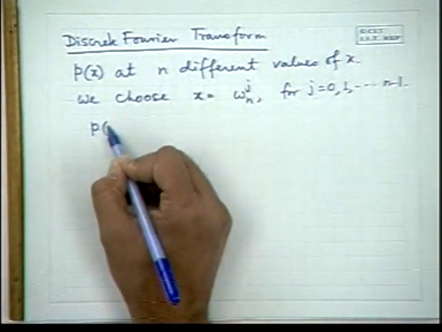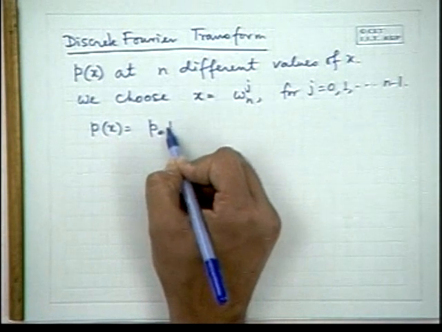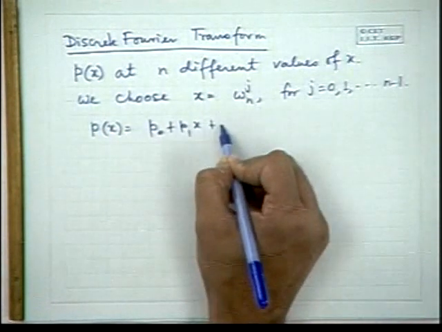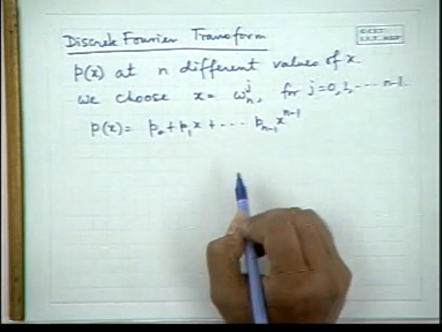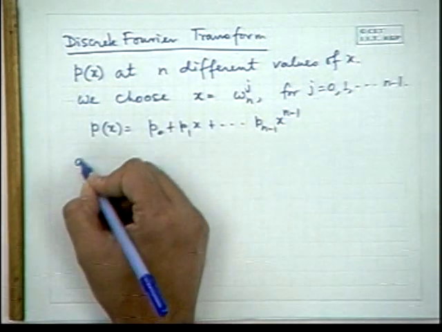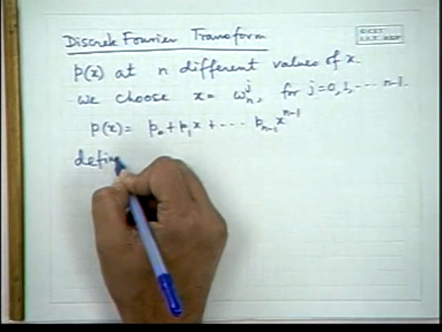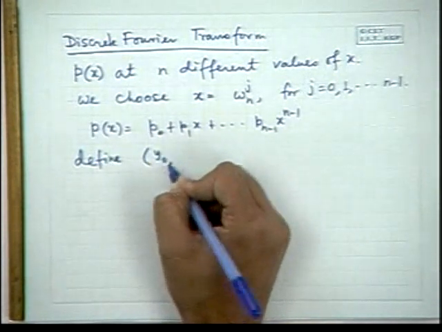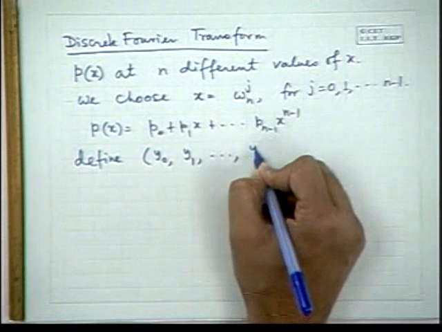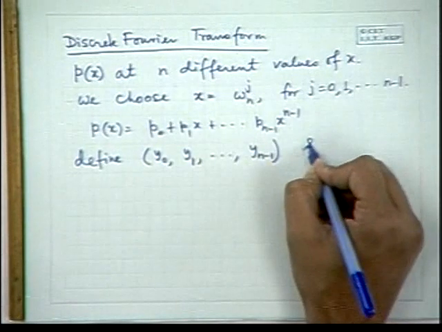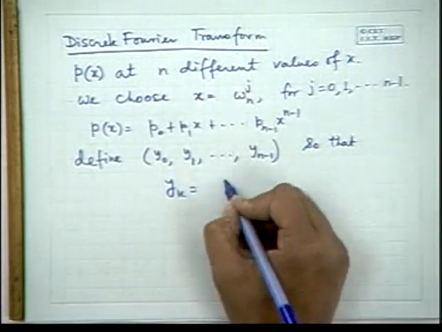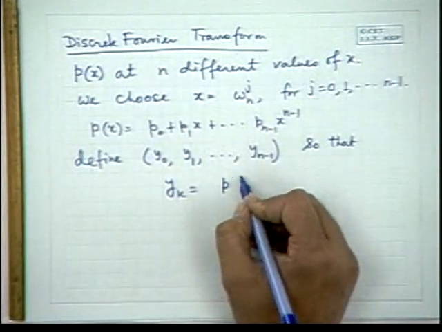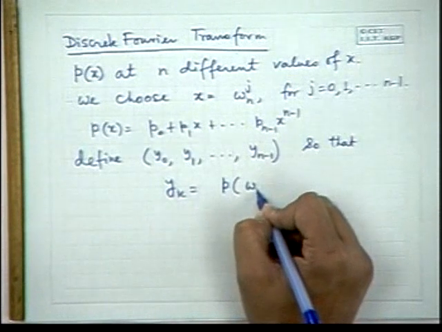So we have P of x equal to P0 plus P1 x up to Pn minus 1 x to the n minus 1. This is the given polynomial. Define y0, y1, up to yn minus 1 so that yk is nothing but the polynomial P evaluated at W n k.